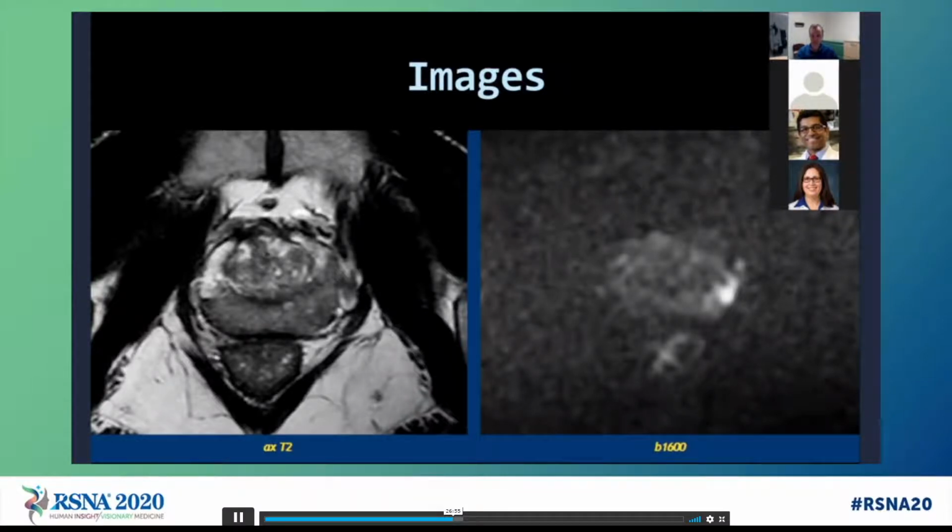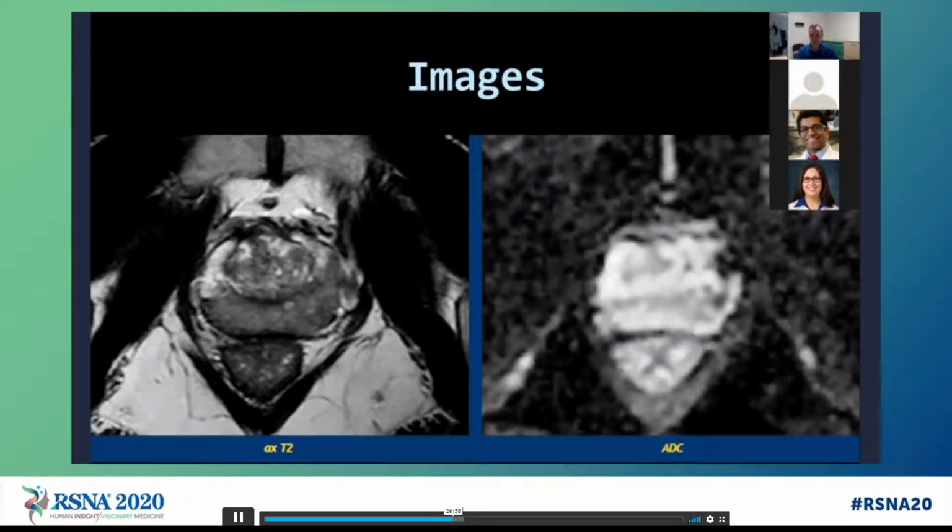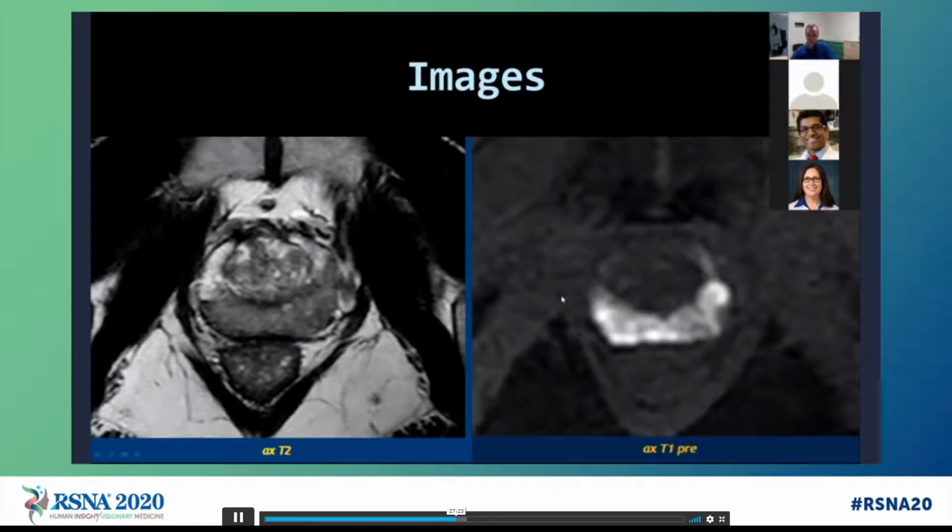If we take a look at some more images, I think we could try to tease out what's happening here. So if we look at the ADC map in that same area where there's that little bit of darker T2 signal in the peripheral zone on the left, we see some corresponding dark signal on the ADC map. So this area is pretty strongly impeding diffusion. So what's going on in the rest of the peripheral zone? If we look at the T1 images, we'll have our answer. This patient was post-biopsy, and the rest of that signal throughout the peripheral zone is hemorrhage.